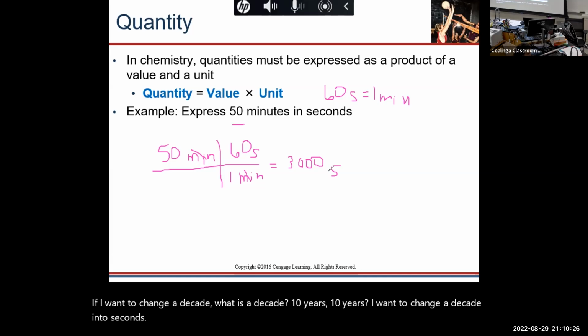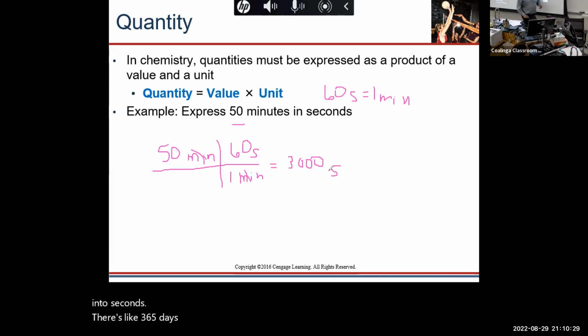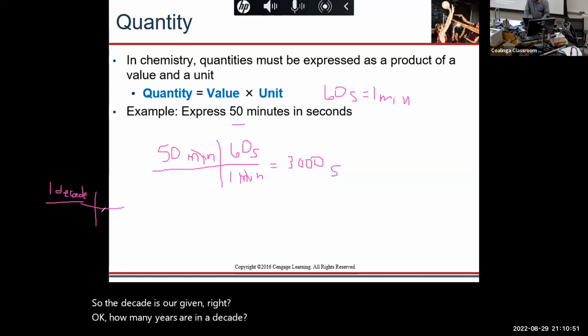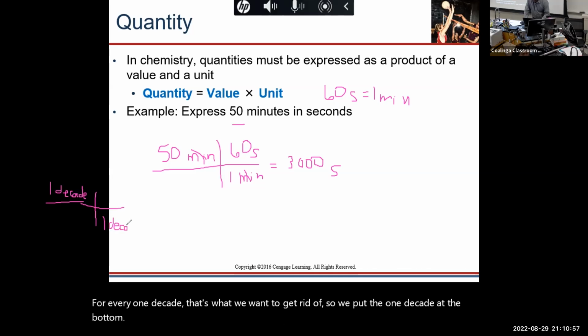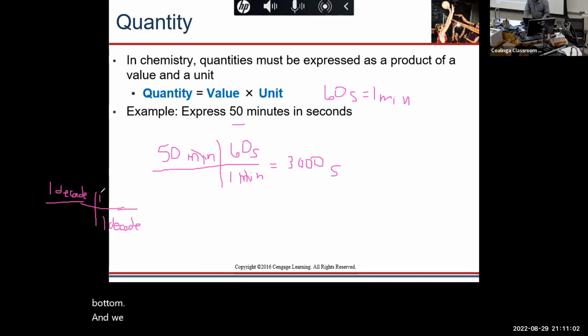There are 365 days a year, and you have to times that by 24. Okay, so let's do it. We have 1 decade. Would it be easier to start from the highest number or from the bottom? The decade is our given. How many years are in a decade? For every 1 decade, that's what we want to get rid of. So we put the 1 decade at the bottom, and we put 10 years on top.